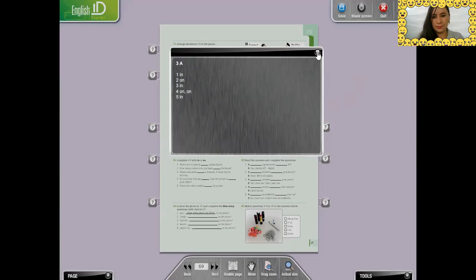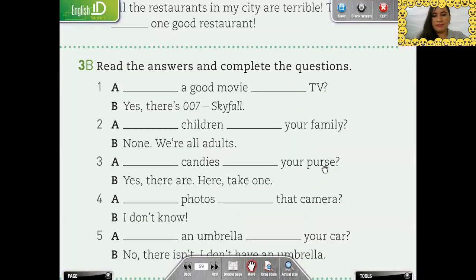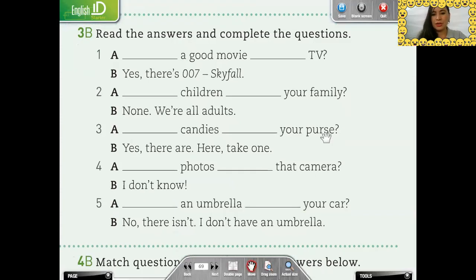Yes, teacher. Okay, let's continue with activity 3B. Activity 3B consists of reading the answers. You have to read the answers and complete the questions. Here we have the answers. Yes, there's 007 Skyfall. None. We're all adults. Yes, there are. Here, take one. I don't know. And the last, no, there isn't. I don't have an umbrella.